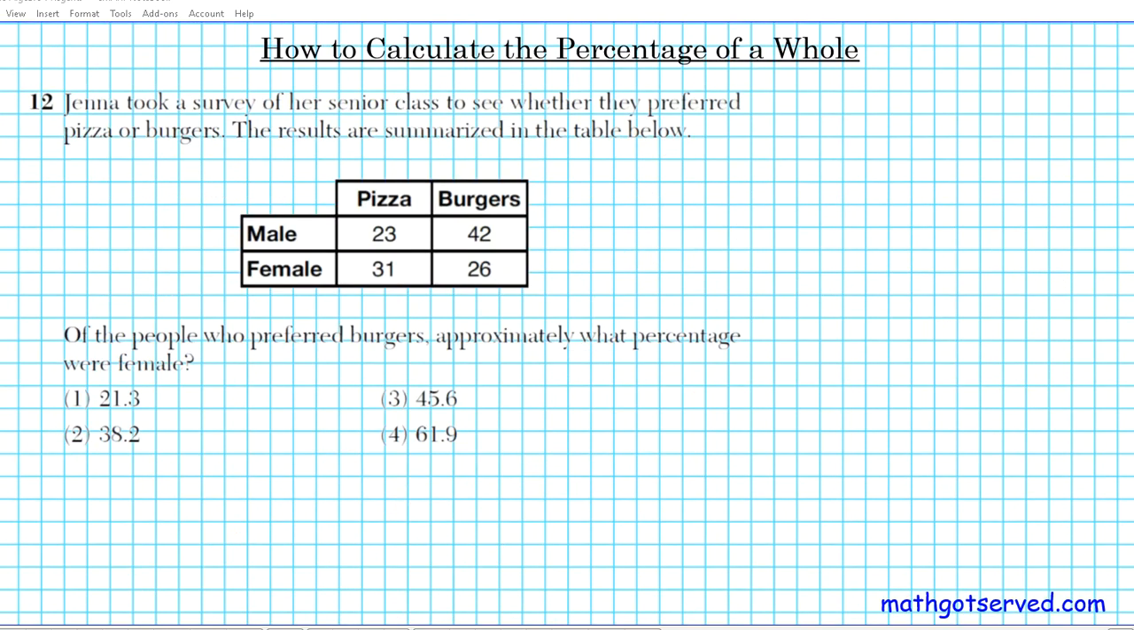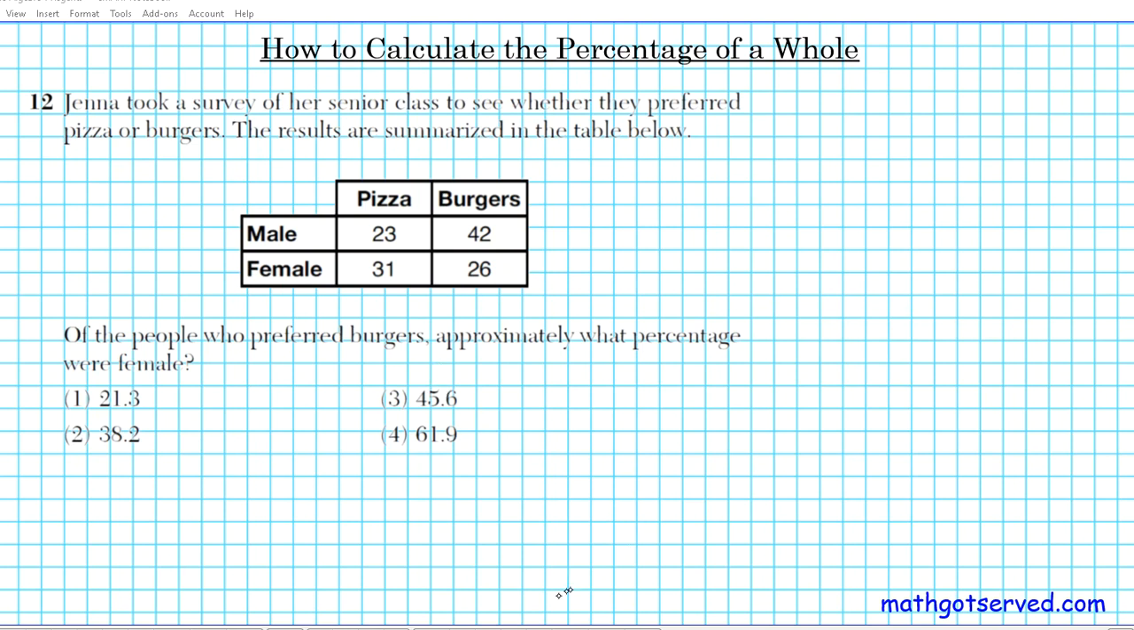Let's take a look at question 12. In question 12, we are being assessed on how to calculate the percentage of a whole. Question 12 reads, Jenna took a survey of her senior class to see whether they preferred pizzas or burgers. The results are summarized in the table below. We have the table right here. The rows are represented by the gender, male or female, and the columns represent the food type, whether they prefer pizza or burgers. Question: of the people who preferred burgers, approximately what percentage were female?